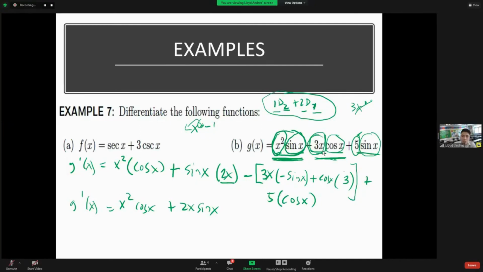we multiply 3x times negative sine x. By the way, you cannot multiply x here with the sine x here, because they are trigonometric and this one is algebraic. So, we multiply negative times negative, so it becomes positive. Copy 3x, then sin x.